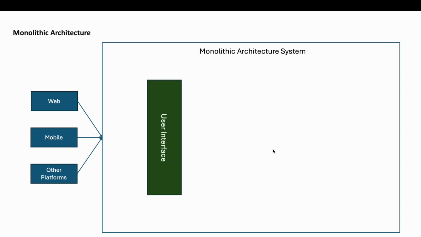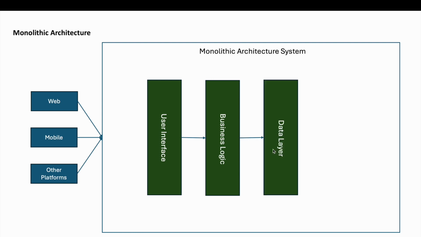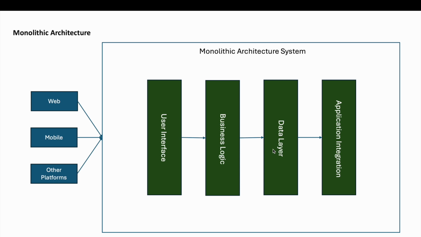First is the user interface, the part of the application that interacts with the user. Then we have the business logic, which contains all the rules and algorithms necessary for processing the data of the application. We have the data layer, which manages data and database interactions. Next, we have application integration, which integrates with other systems through APIs or messaging systems as part of the single application stack. This is the entire structure of a monolithic architecture system.